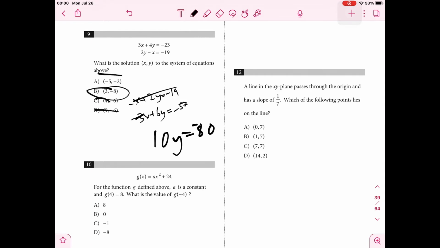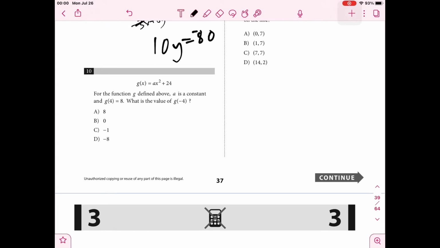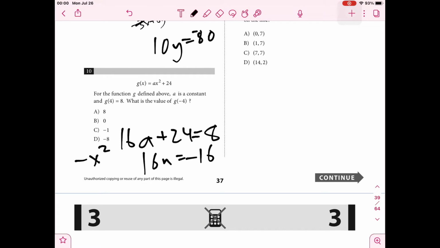Yeah, B. 10. For the function defined above, a is a constant and g of 4 is equal to 8. Okay, if g of 4 is equal to 8, that means 16a plus 24 is equal to 8. That means 16a is equal to negative 16. A is equal to negative 1. So that's negative x squared plus 24. So that's negative 4, 16, negative 16 plus 24. That's also 8, yeah.